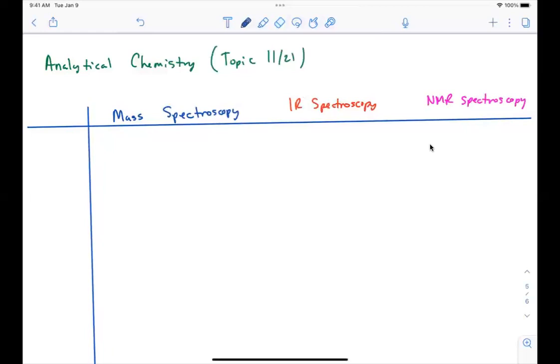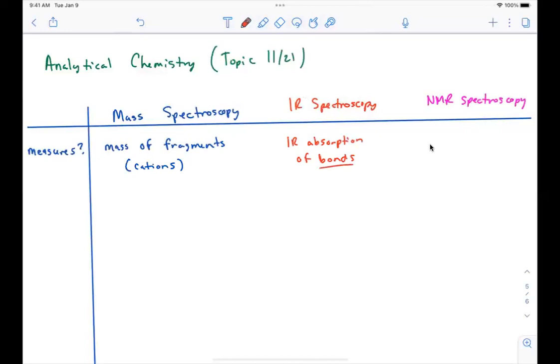So let's go with what it measures. Okay. So mass spectroscopy measures the mass of fragments that are all cations. That's important. Massive fragments, and they're all cations. IR spectroscopy measures the IR absorption of bonds.